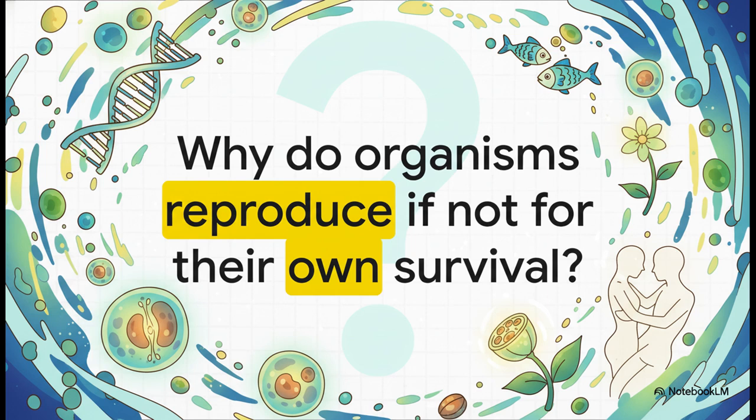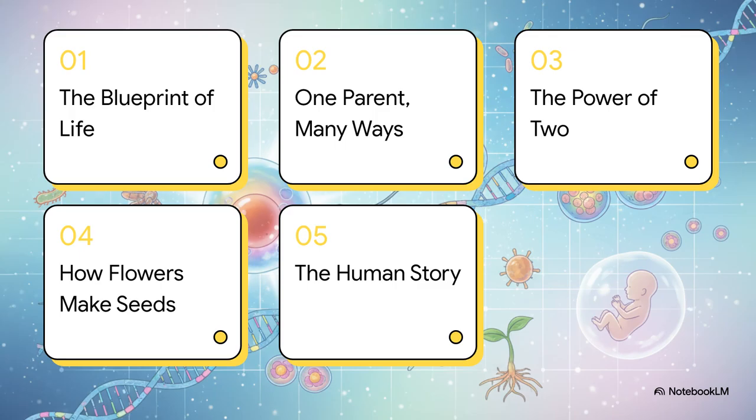Let's find out. So here's our game plan for this explainer. We're going to start with the blueprint of life itself, then check out how reproduction works with just one parent. After that, we'll see why having two parents is such a big deal. Then we'll zoom in on how flowers do their thing, and finally, we'll wrap up with the human story.